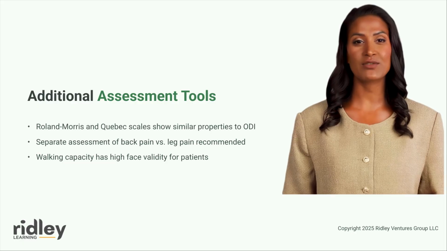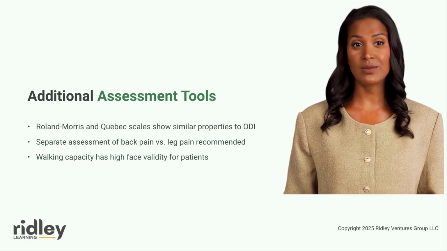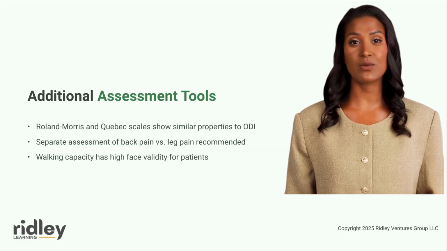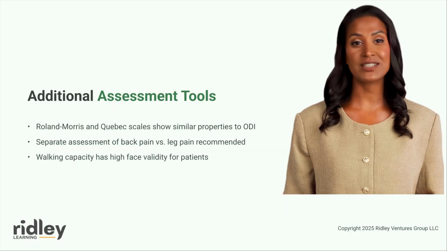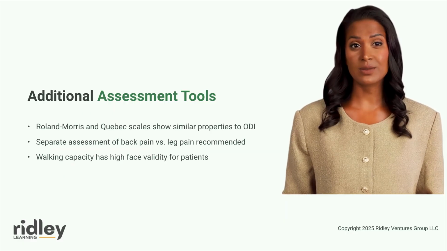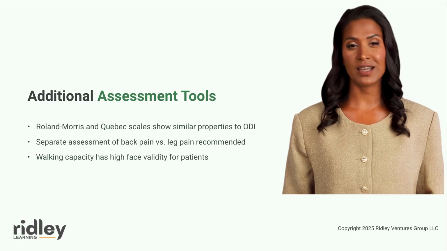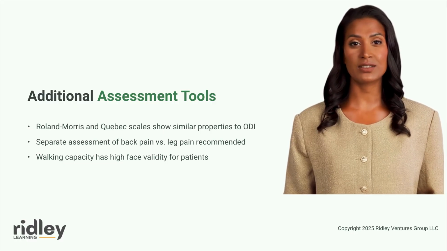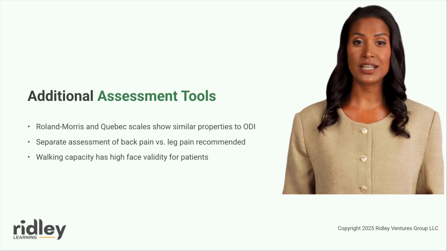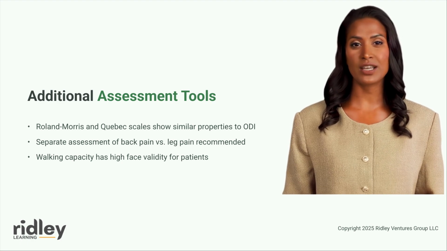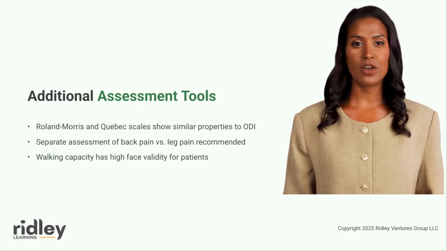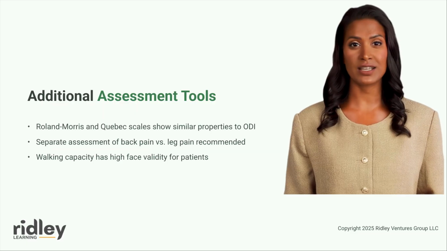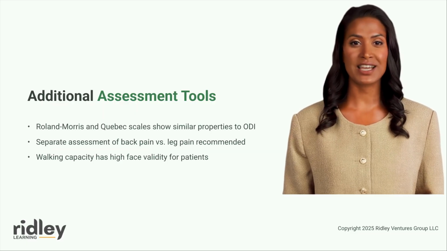Pain assessment using the Visual Analog Scale or Numeric Pain Rating Scale provides complementary information to disability measures. Separate assessment of back pain and leg pain severity is recommended, as these symptoms may respond differently to treatment and have distinct prognostic implications. Walking capacity, typically assessed as self-reported comfortable walking distance or maximum walking distance before symptoms force cessation, provides a functional measure with high face validity that resonates with patients' daily life limitations.